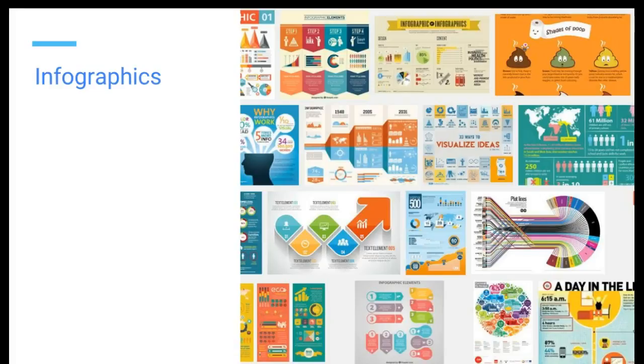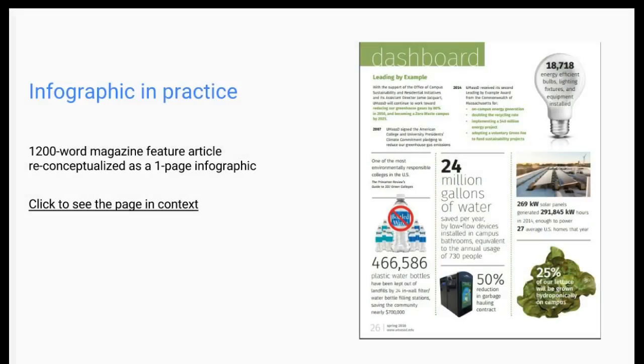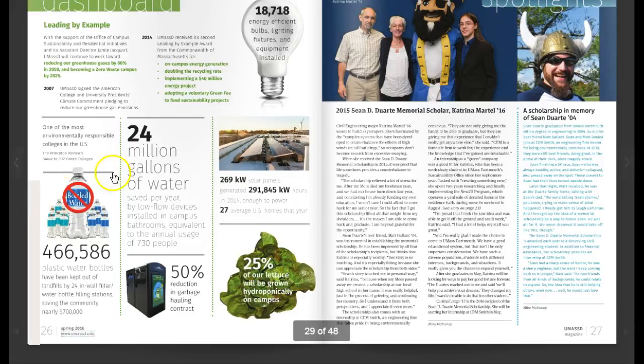Now to talk about infographics. Here's an example of an infographic I worked on with the creative director. It's a one-page in a university magazine, and it illustrates some selected data about sustainability initiatives at the university. Here's what the page looks like in context. You can see over here on the facing page a lot of dense copy, and you can see that it's a nice break for the eyes to land on a page like this with easily digestible information that doesn't require a lot of work to understand.